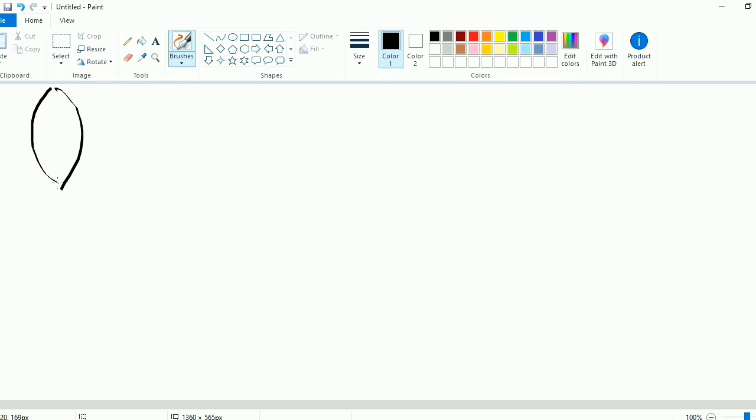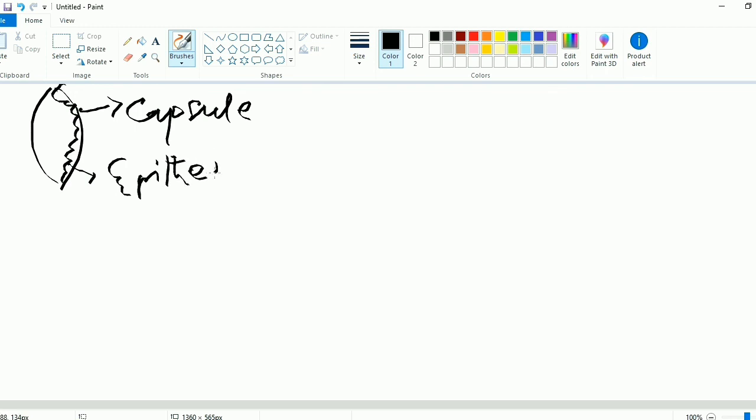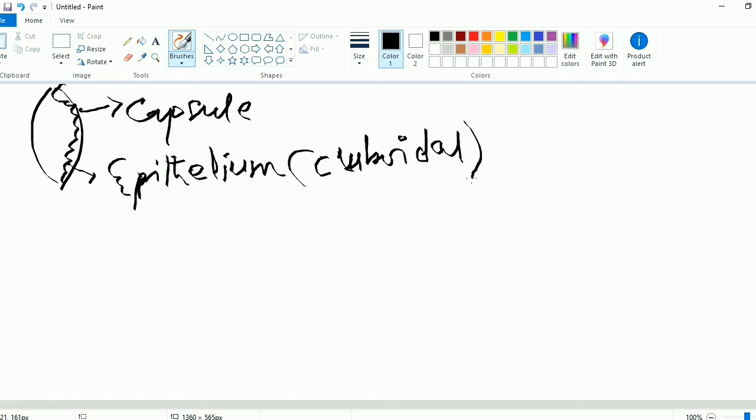This one is the capsule of the lens, the anterior pole. This is the epithelium, which is cuboidal in nature, and its function is metabolic and mitotic activity. Mitotic activity and metabolic function of the cuboidal epithelium present behind the anterior capsule of the lens.